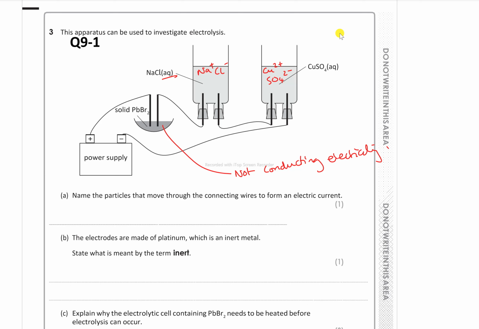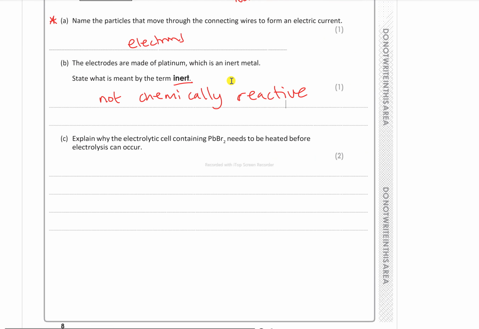Right, name the particles that move through that. This is a good one. The particles that move through the connecting wires are electrons. What does the word inert mean? It means not chemically reactive. Why does it need to be heated? Because lead bromide needs to be molten so ions can flow.